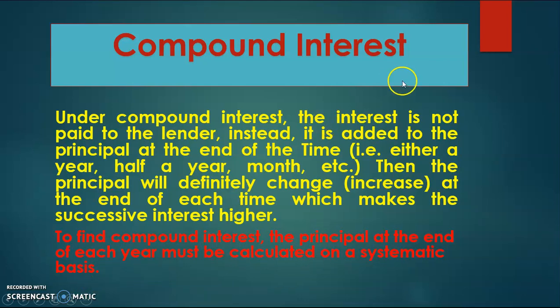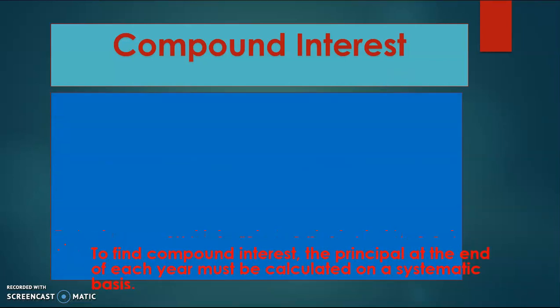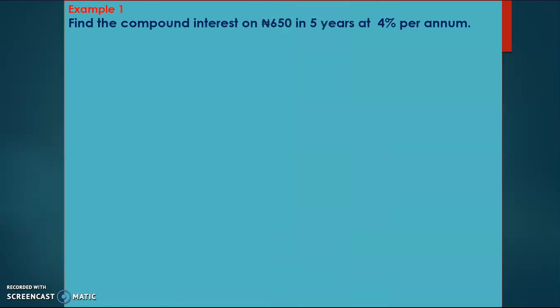So let's quickly take an example to explain what we really mean by compound interest. So let's see how to calculate compound interest. Now, example 1. Find the compound interest on 650 in 5 years at 4% per annum. Now the solution.